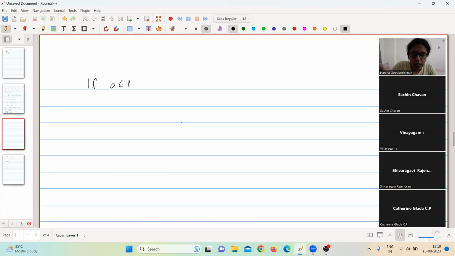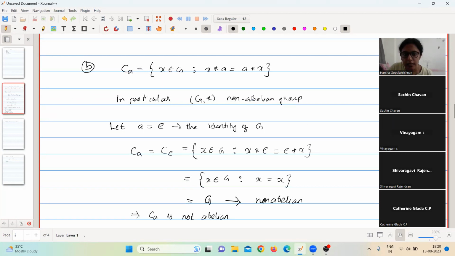If A belongs to the center, that means A is in H. What is our H? H is equal to the set of all x in G such that x star g equals g star x. If A belongs to the center, then we can say A star g equals g star A for all g in G. So in that case, we will get C_A is abelian.